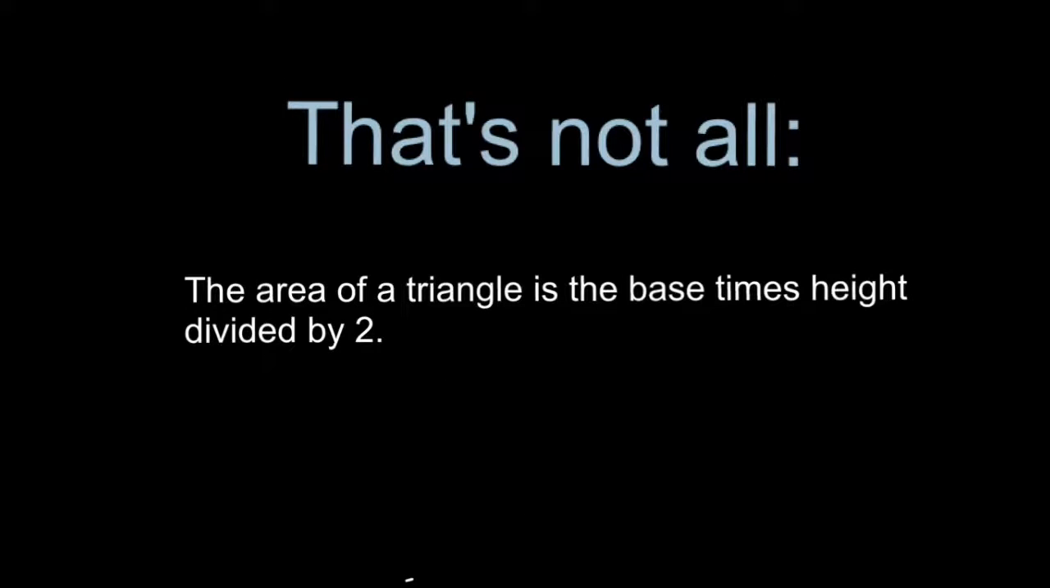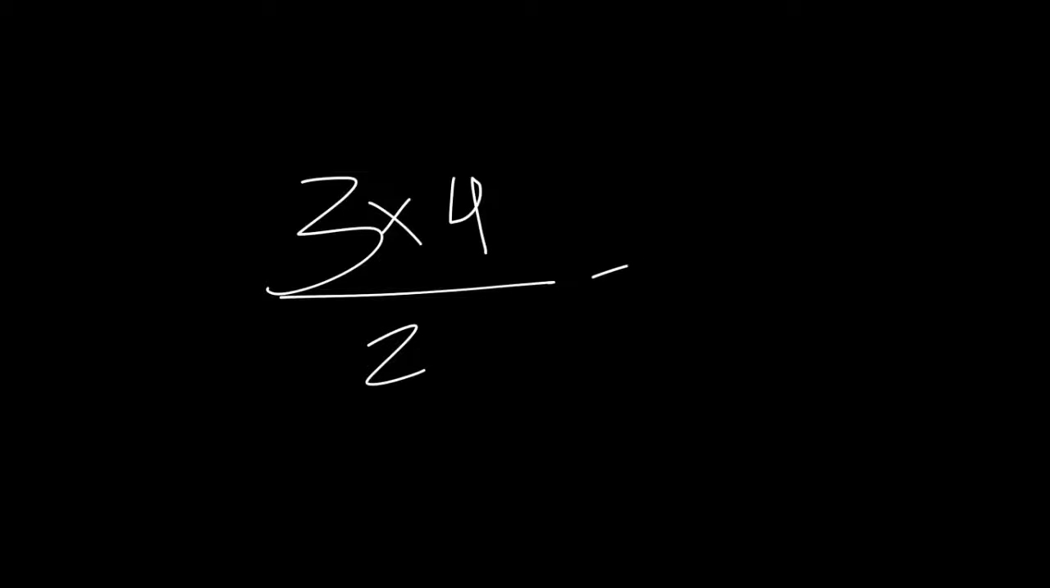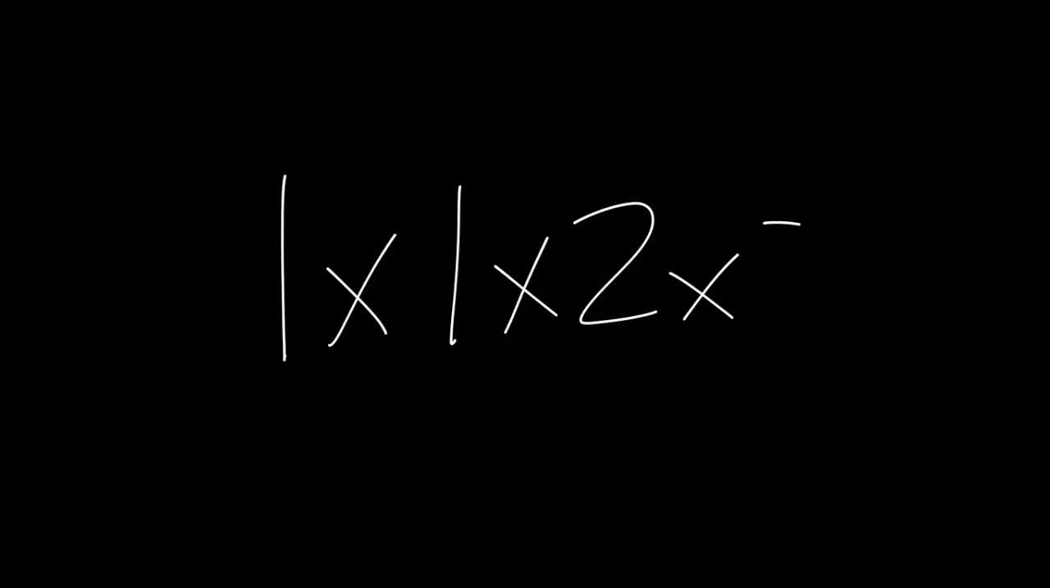But that's not all. So the area of a triangle is the base times height divided by 2, right? So that means if you take the 3 times 4 and you divide it by 2, which is just 12 divided by 2, which is just 6, and then multiply the 4-number chunk that you chose in the beginning. So I chose 1 times 2 times 3, you get 6.